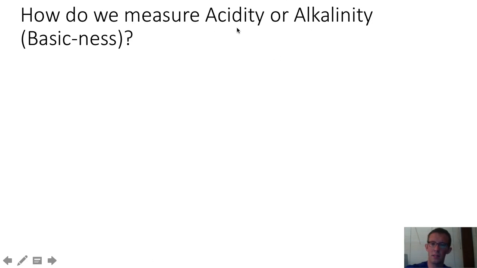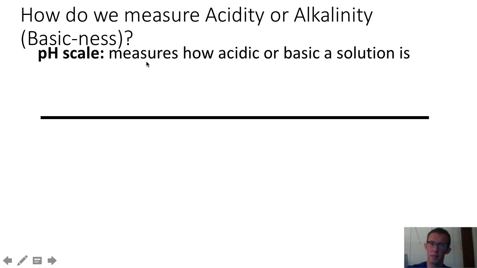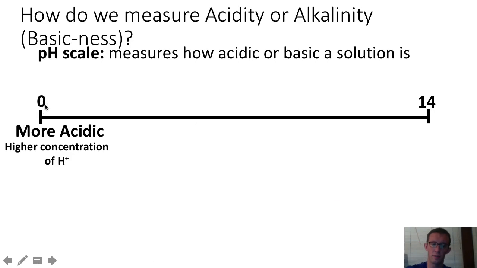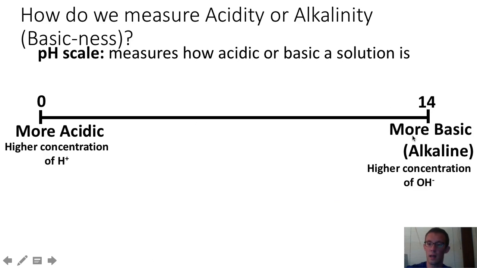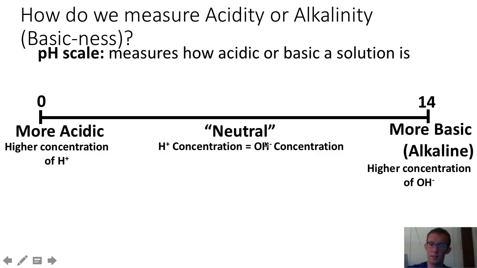So if a biologist wanted to measure how acidic or how alkaline, that is how basic, a solution is, they'd use something called a pH scale. And the pH scale runs from 0 to 14. The closer toward 0 the pH of a substance is, the more acidic, the more hydrogen ions it has within it. And the more basic or alkaline something is, the closer it will be to 14 on the pH scale. And if a solution has equal concentrations of hydrogen and hydroxide, we say that the solution is neutral and it has a pH right in the middle of 7.